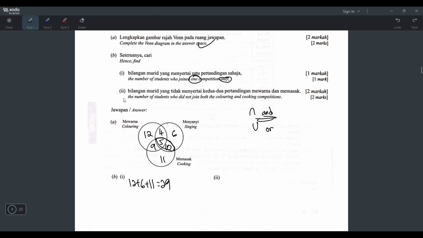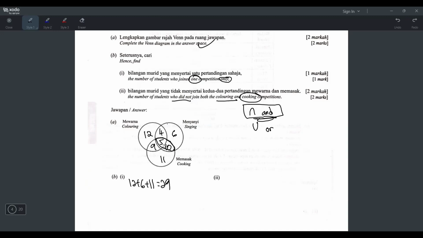Next question. Number 2, find the number of students who did not join both coloring and cooking. Okay, what you can do is you can find the number that joined coloring and cooking first. So how many students joined coloring and cooking? Coloring is here, cooking is here, and I already said the N is the intersection. So you actually have to take this region. So it's actually 9 and 5.